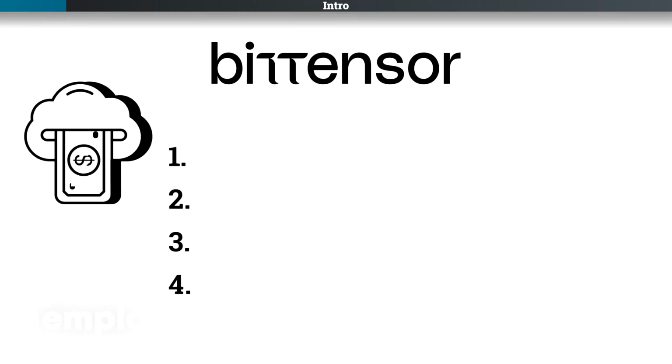Hey, this is Travis. Today we're going to go over 4 distinctly different ways that I've used to make money on Bittensor. And before we get started, I just want to plead with you to please be very careful with your TAO. I think it's the most valuable asset on the planet right now, or at least it will be, and you need to treat it like it's absolutely priceless.